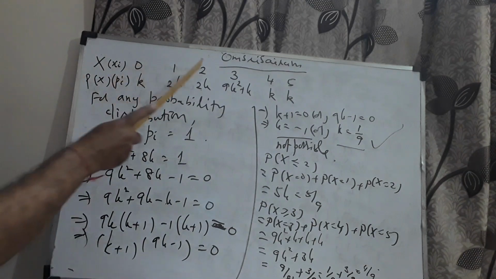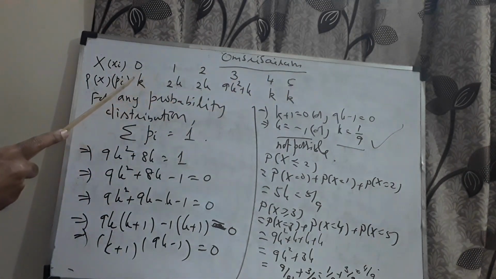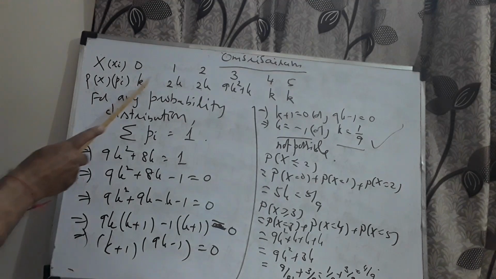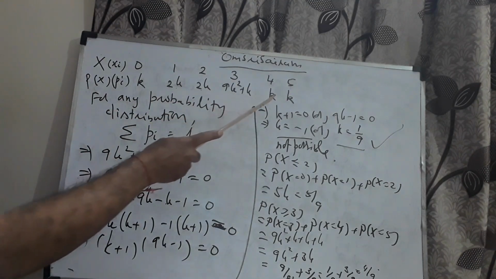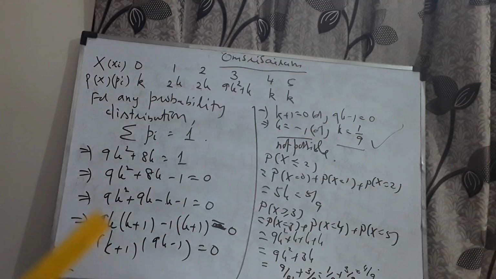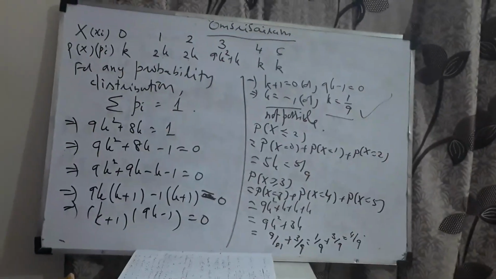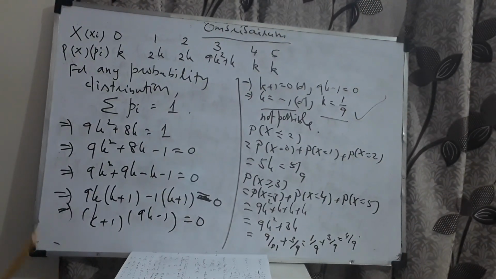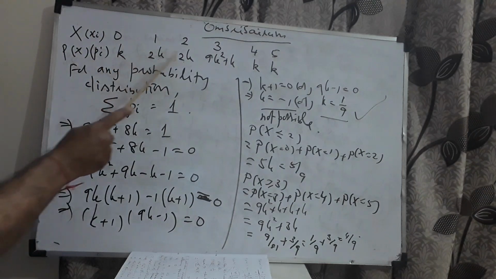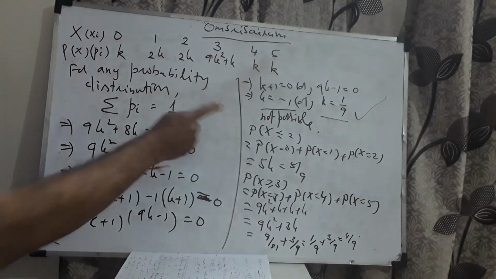X takes value 0, 1, 2, 3, 4, 5. The corresponding probabilities are k, 2k, 2k, 9k square plus k, plus k, plus k. For any probability distribution, the sum of probabilities, sigma pi, is supposed to be 1. Let me just simplify here: k, 3k, 5k, 6k, 7k, 8k.